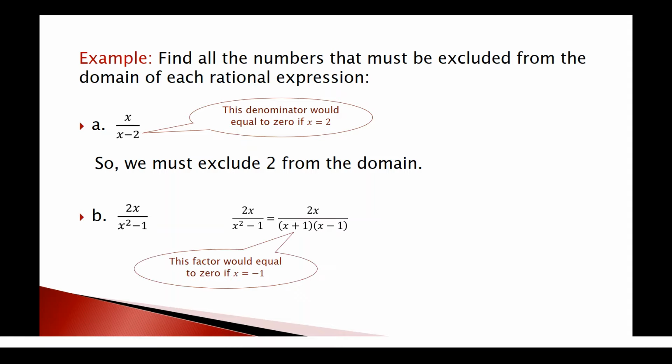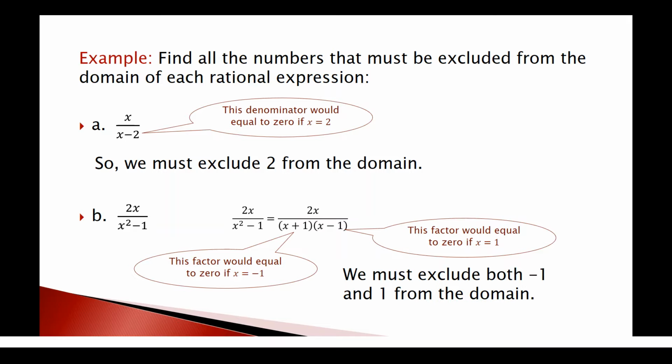Now the first factor, x plus 1, would be 0 if x equals negative 1, and the second factor, x minus 1, would be 0 if x equals 1. So we must exclude both negative 1 and positive 1 from the domain.